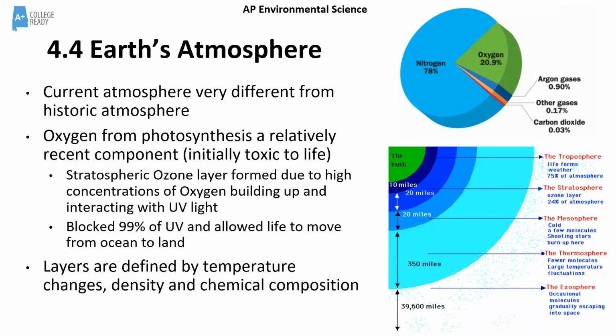And even though it's the thinnest of all of the layers, you can see it's about 10 miles thick, it actually constitutes 75% of the atmospheric gases. So all of the matter, all of that carbon, nitrogen, oxygen, argon, carbon dioxide, 75% of that is in the troposphere. So it's thin, but it's very, very dense.